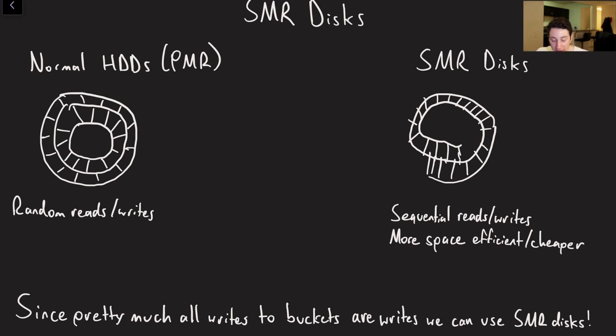Basically, your normal hard drive that you use probably 99% of the time is known as a PMR drive, where the P stands for perpendicular. The reason it matters is because you can do random reads and writes. So if I'm a disk head right here, I can jump from here to here. And maybe I can jump back here, and maybe I can jump back here, right? We have multiple different tracks on the disk, and I can jump between them.